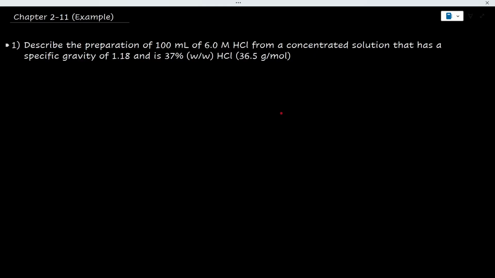Describe the preparation of 100 ml of 6 molar HCl from a concentrated solution that has a specific gravity of 1.18, that is 37% mass percent, weight per weight. HCl with a given molar mass of 36.5 grams per mole.